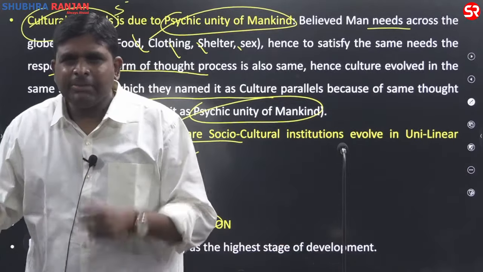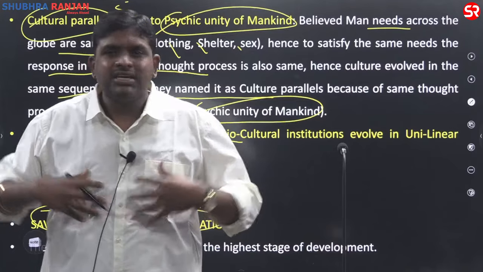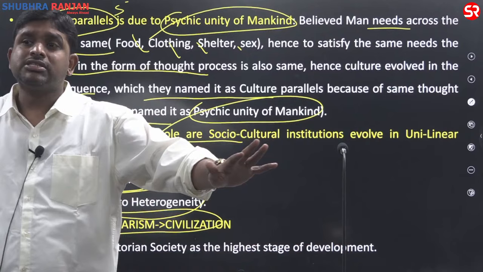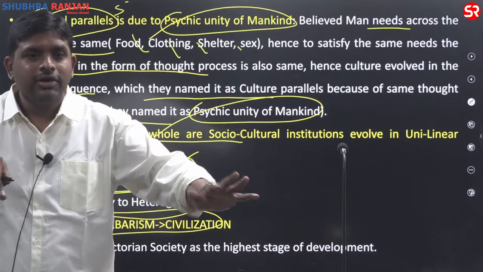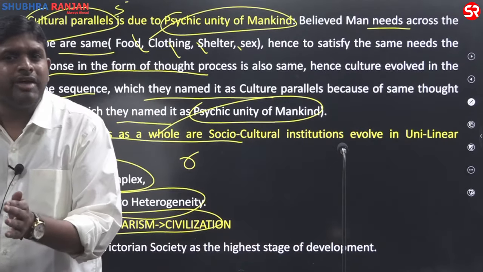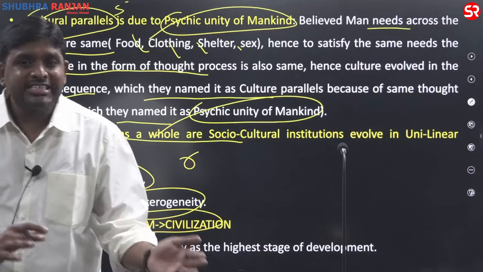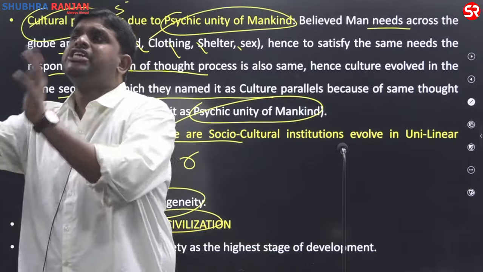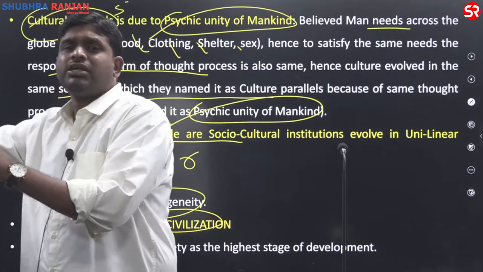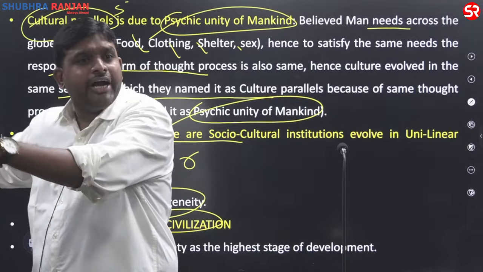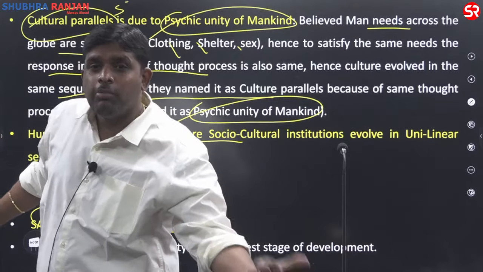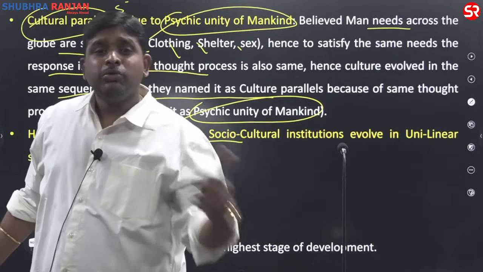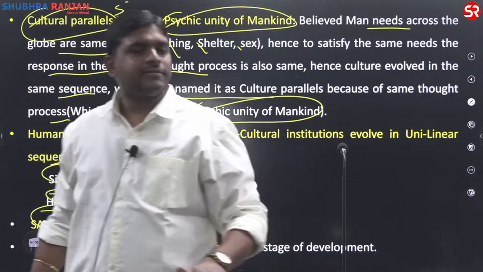Time went on. Barbaric. Killing other people and satisfying his needs. Till time went on. Civilization. Have a peaceful life. No killings. You live, I live. So with time moving on, we are moving from simple to complex. Earlier all were the same, like a tribe. Now we are changing into heterogeneity. One is Muslim, another is Christian, another is Jain, another is Buddhist. So there is a movement from homogeneity to heterogeneity, simple to complex, savagery to barbarism to civilization.